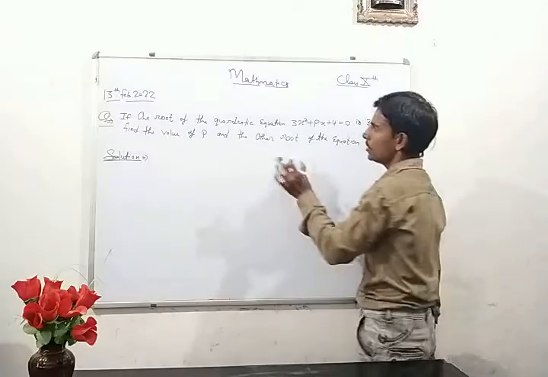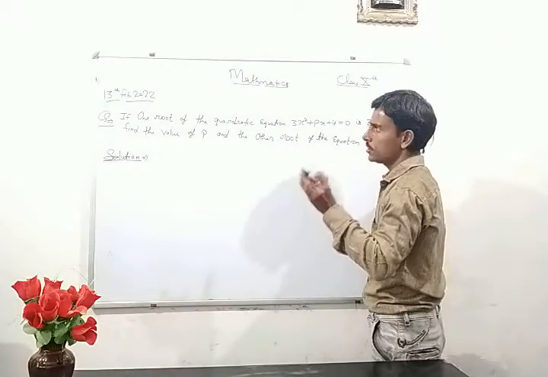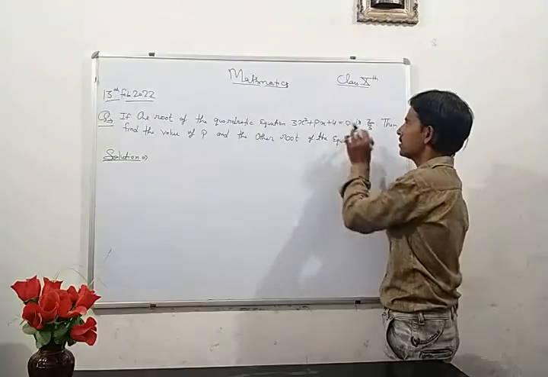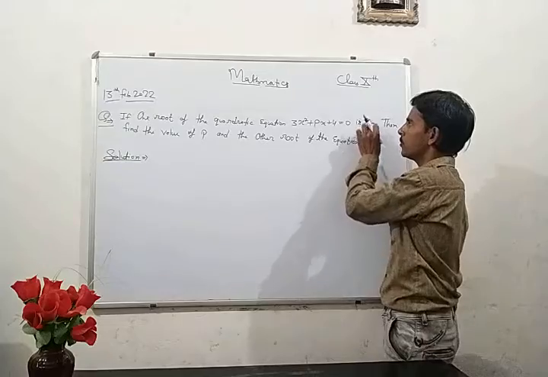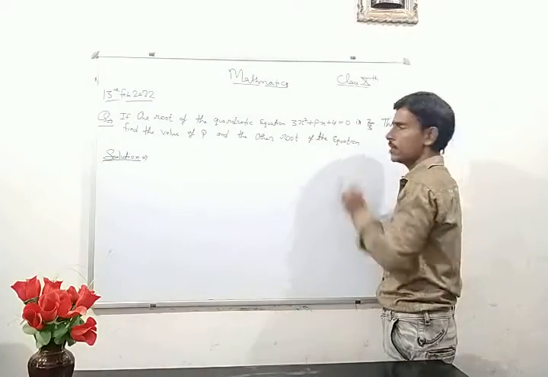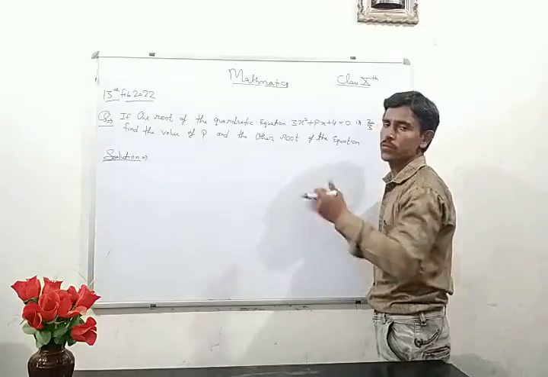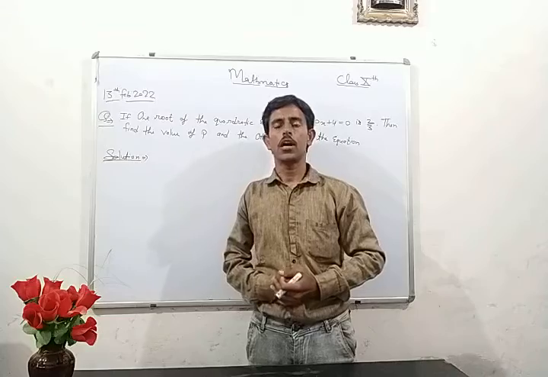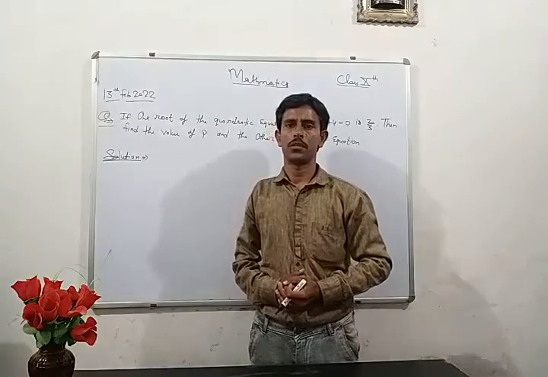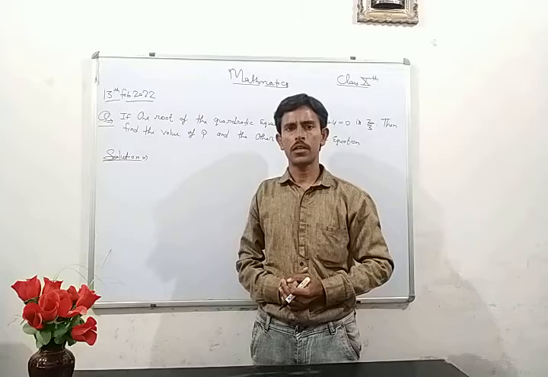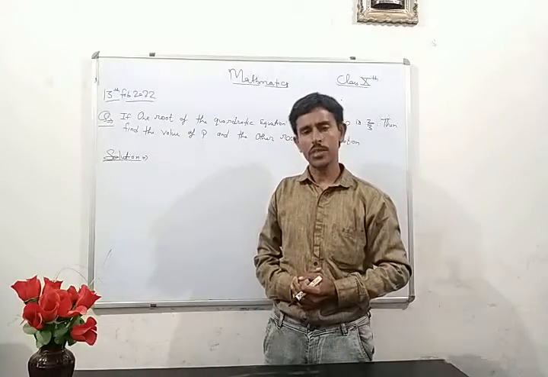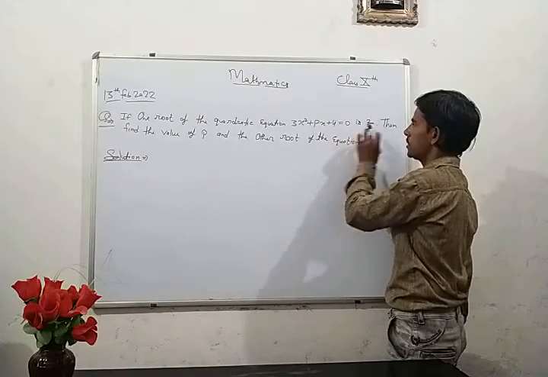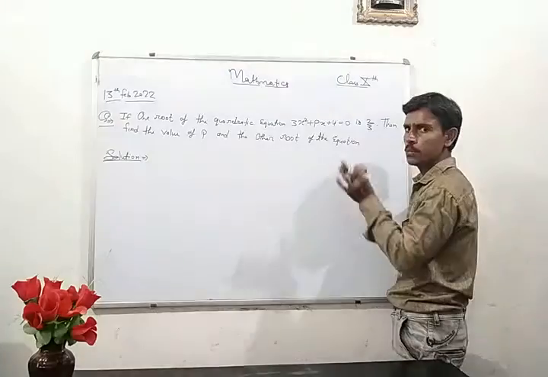Here we are given only one statement: there is a quadratic equation and 2/3 is a root of this equation. How can we solve it? How can we find the value of p and the value of the other root? To find the value of p and the other root, we take the help of what is given, that the root of this equation is 2/3. So we will take only the help of this statement.